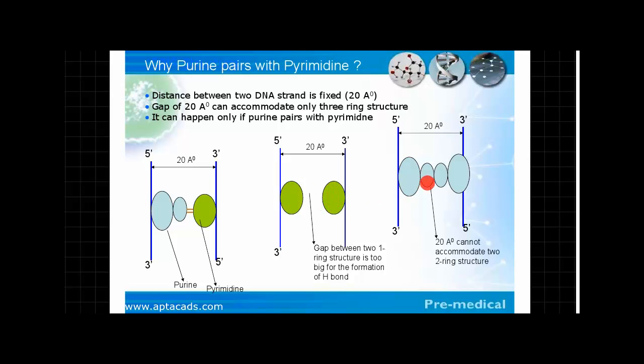Similarly, if there are 2 purines, then it is going to be too tight and there won't be any space for the formation of hydrogen bonding in between them. So that is why purine is always going to pair with a pyrimidine.